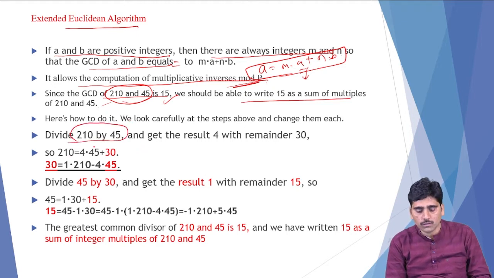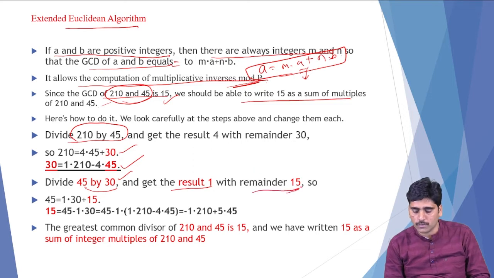You can write 210 equals 4 into 45 plus 30. Obviously you can write that. Again, 30 you can write as 210 minus 4 into 45. Then divide 45 by 30, and the quotient is 1 with remainder 15. So 45 equals 1 into 30 plus 15. After writing this, 15 equals what? 45 minus 1 into 30.